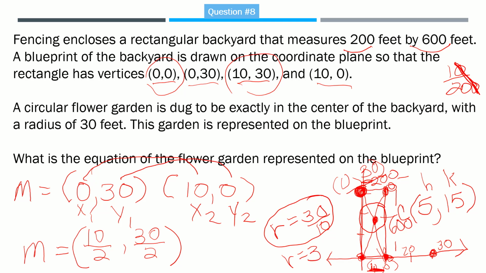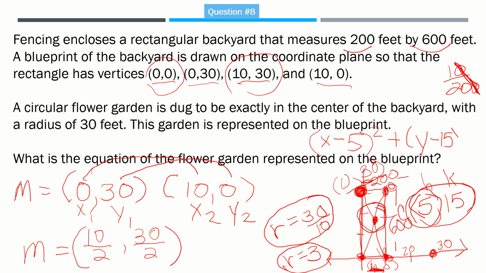Okay. So now that we have the center and we have the radius, we can write the equation. We want the equation of the flower garden, which is that circle. So it's going to be x minus h, that's going to be 5, squared, plus y minus 15 squared equals 3 times 3 is 9.